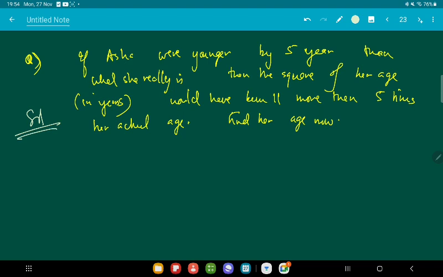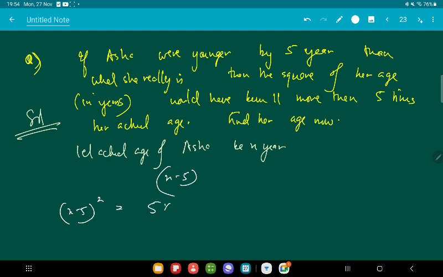So let the actual age of Asha be x. Let it be x here, sir. So when she was 5 years younger, that will be x minus 5. By the given condition, (x minus 5) square equals 5 multiplied by her actual age plus 11. So this is your final quadratic equation, 5x plus 11, and you should resolve it. You will get your answer very easily here.